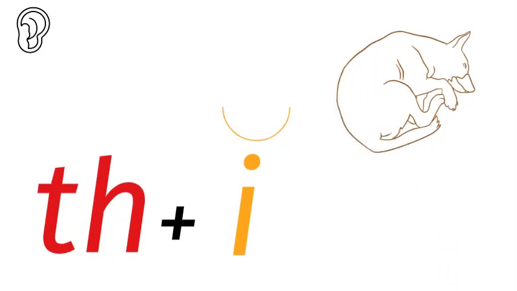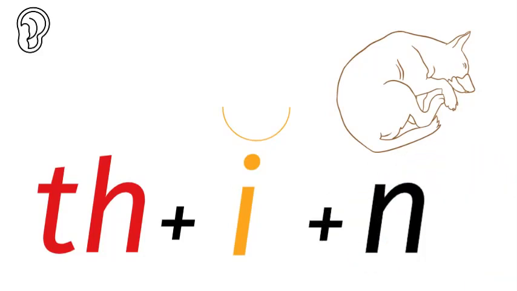Okay, five short vowel sounds. A for apple, E for egg, I for igloo, O for orange, U for umbrella. This is the I for igloo. Th, and what's missing at the end? N. Th, n. Thin.